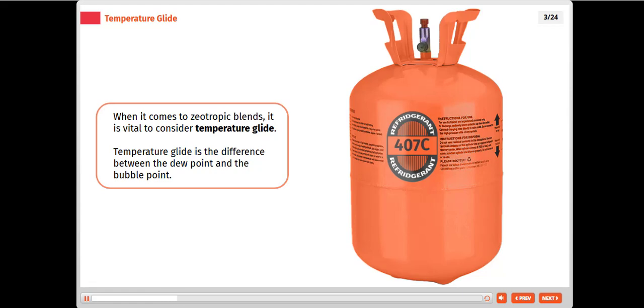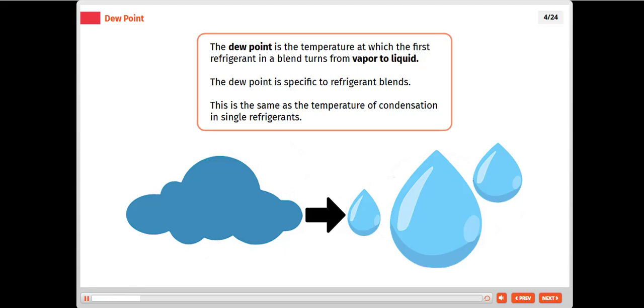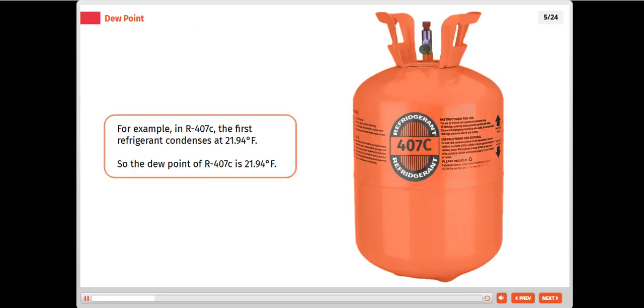When it comes to zeotropic blends, it is vital to consider temperature glide. Temperature glide is the difference between the dew point and the bubble point. The dew point is the temperature at which the first refrigerant in a blend turns from vapor to liquid. The dew point is specific to refrigerant blends. This is the same as the temperature of condensation in single refrigerants. For example, in R407C, the first refrigerant condenses at 21.94 degrees Fahrenheit. So the dew point of R407C is 21.94 degrees Fahrenheit.